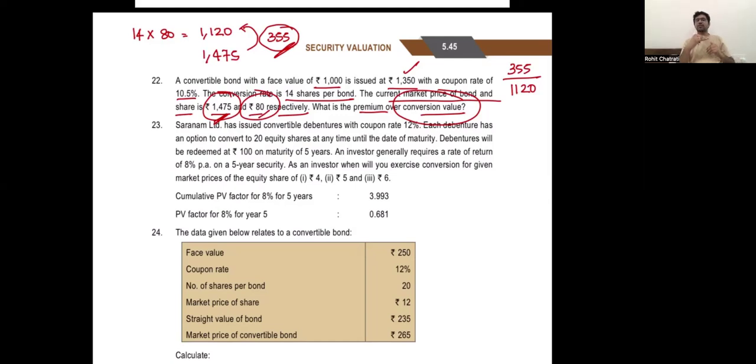This is the value of equity or the conversion value. You're paying an excess amount and you have to calculate the percentage as a percentage of the base value, which is equal to 1120. Whatever the answer is, that is 31.69%. That is the premium over conversion value.